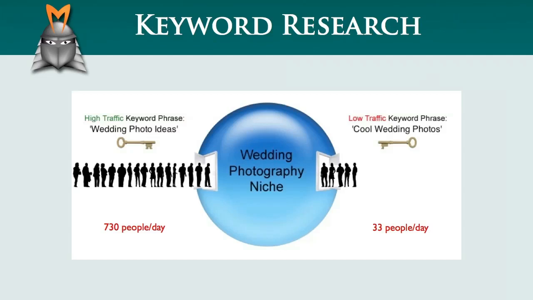This means that each keyword phrase has a value based on the number of people who are using it to access a particular niche. The keyword phrase wedding photo ideas generates more traffic to the wedding photography niche than the phrase cool wedding photos. As a result, the phrase wedding photo ideas is considered to be a more valuable keyword phrase than the phrase cool wedding photos. We'll talk more about the characteristics of a good keyword phrase in a later video.